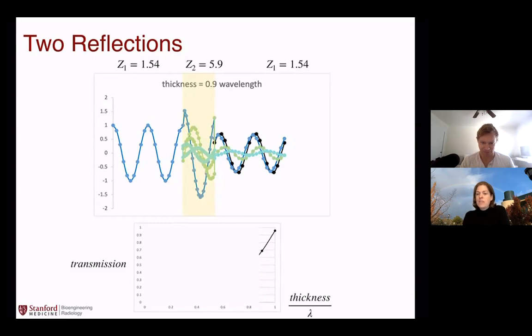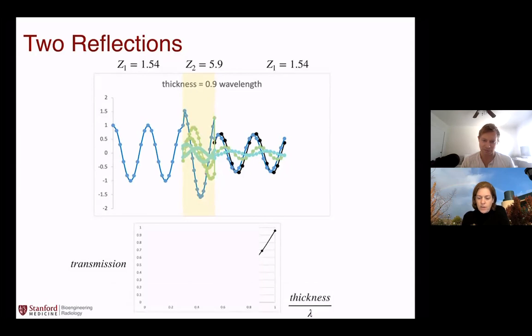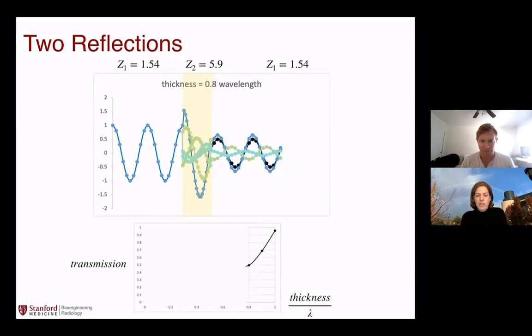And in fact, just what Keith mentioned before, when they come out on the other side, they're not all in phase with each other. There's going to be some destructive interference over here on this side, and they're not going to sum up to the same amplitude. In fact, now, when we vary our thickness, and what I'm going to do is reduce the thickness. So here it was 0.9 of a wavelength, 0.8 wavelength, and I'm plotting down below what the transmitted pressure is. It goes kind of through a minimum, and then it's going to come up again.